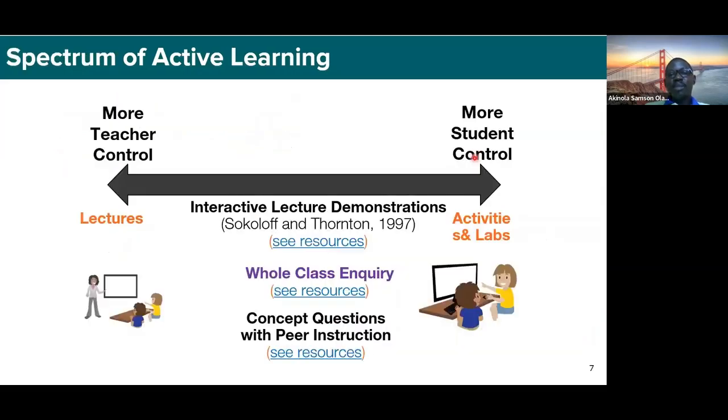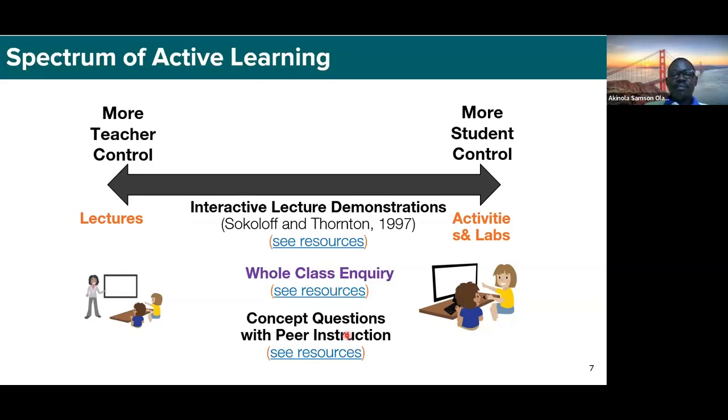Okay, let's look at this spectrum of active learning from the PhET interactive simulation materials. On the extreme left here, I have more teacher control, where lecture takes place. And on the right side here, I have more student control, where you have activities and the lab. And here I have interactive lecture demonstration, whole class inquiry, and concept questions as part of the PhET pedagogies that are used to bridge the gap between these two extremes.